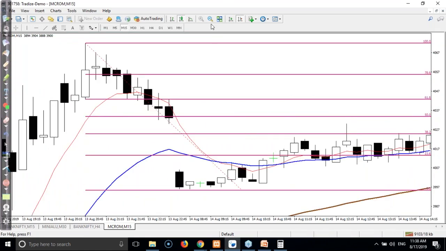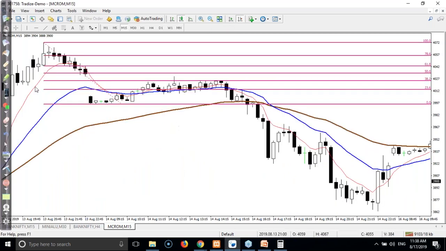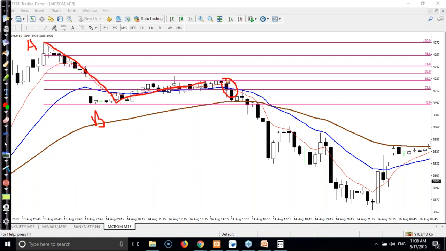So now you can see, let me zoom in more. Now we can see this is A point and this is B point, right? This is the impulsive wave. Now we can see the corrective wave is there. So after that, this is the moving average crossover. Have you seen here the moving average crossover is there, right? That means the 7 moving average, which is red.